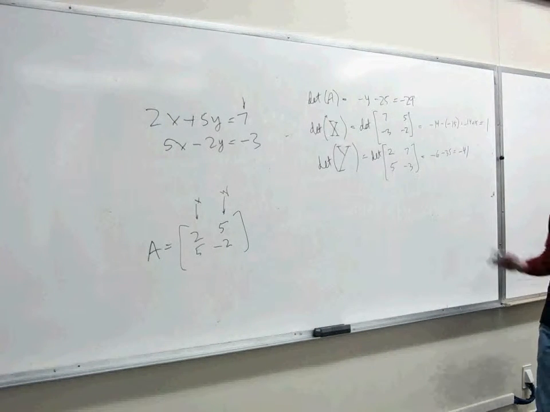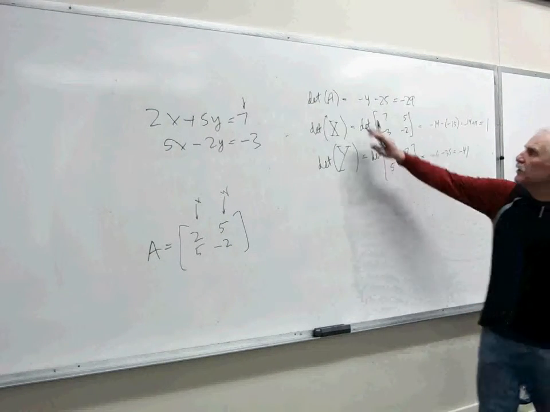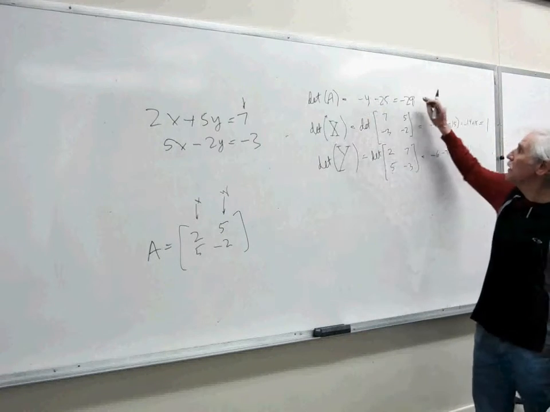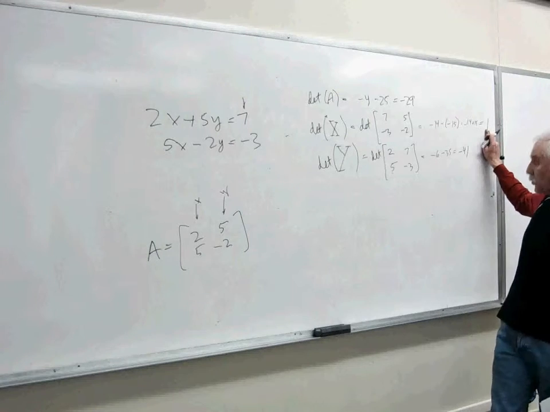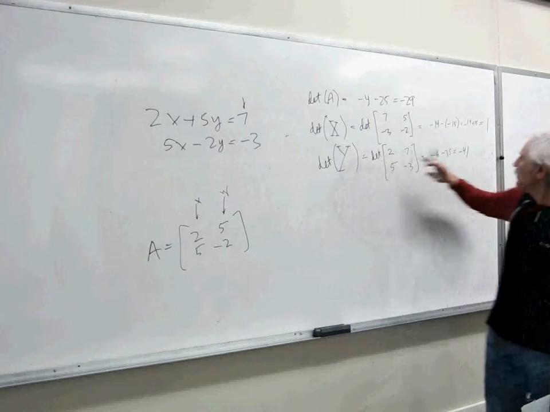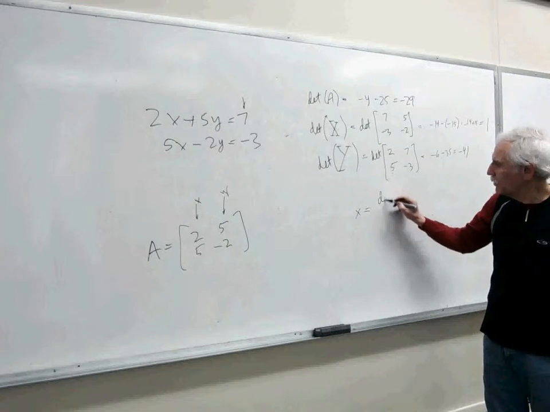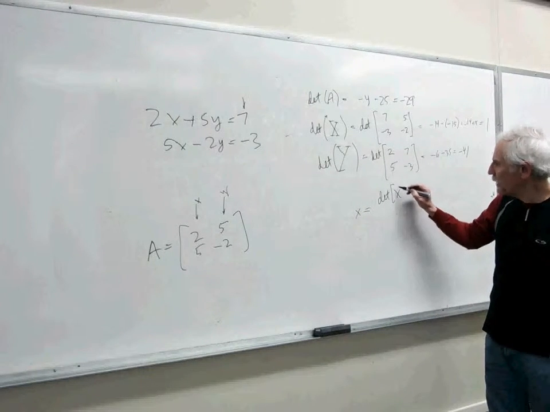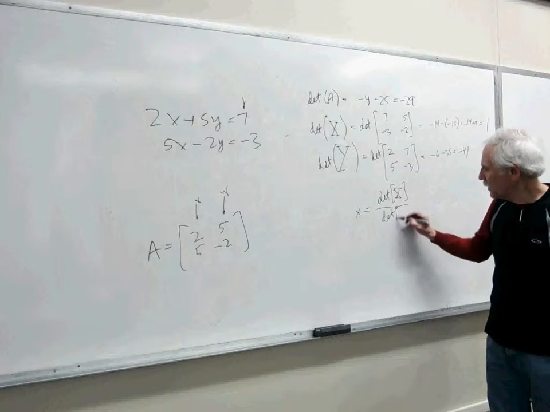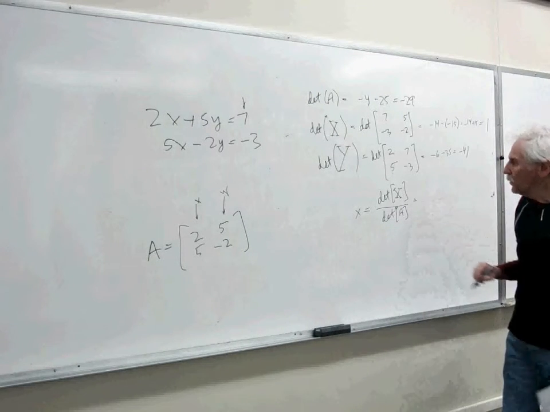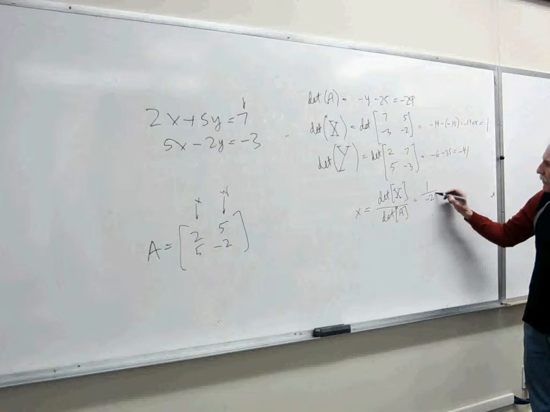Okay, I now have everything I need to tell you what X and Y are. I've got the determinant of the coefficient matrix, it's minus 29. I've got the determinant of the big X matrix, which is 1, and the determinant of the big Y matrix, which is minus 41. So X is equal to the determinant of big X divided by the determinant of the A matrix. But I know what those are. That's 1 divided by minus 29. That's X.